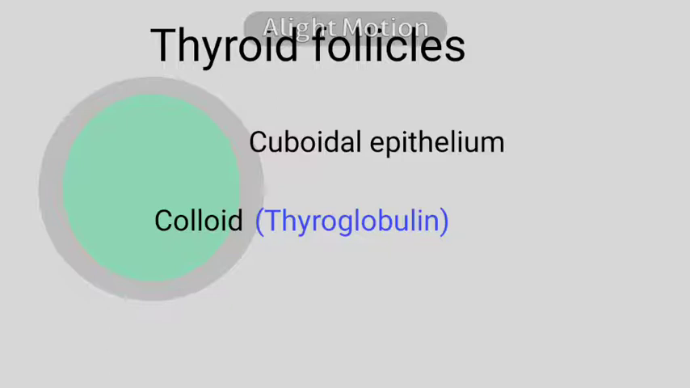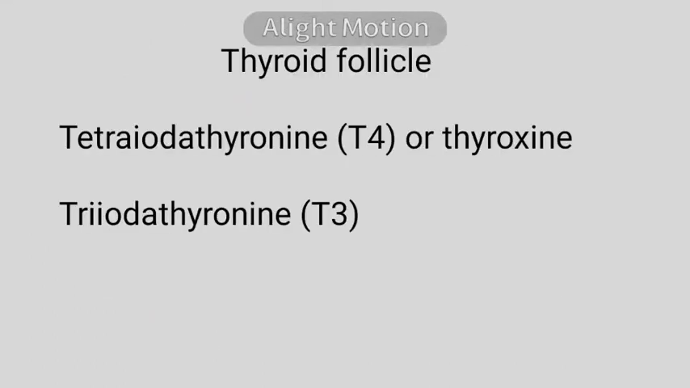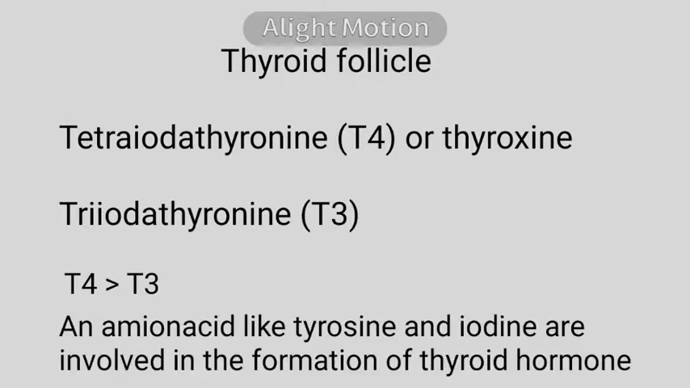Apart from this, there is one more type of cell called C cells, which are responsible for secreting calcitonin. After the thyroid gland has been stimulated by TSH secreted by the anterior pituitary, the thyroid follicles secrete two important hormones. One is tetraiodothyronine, T4 or thyroxine, and the other is triiodothyronine, T3. Generally, T4 is secreted more than T3. An amino acid like tyrosine and iodine are involved in the formation of thyroxine hormone.